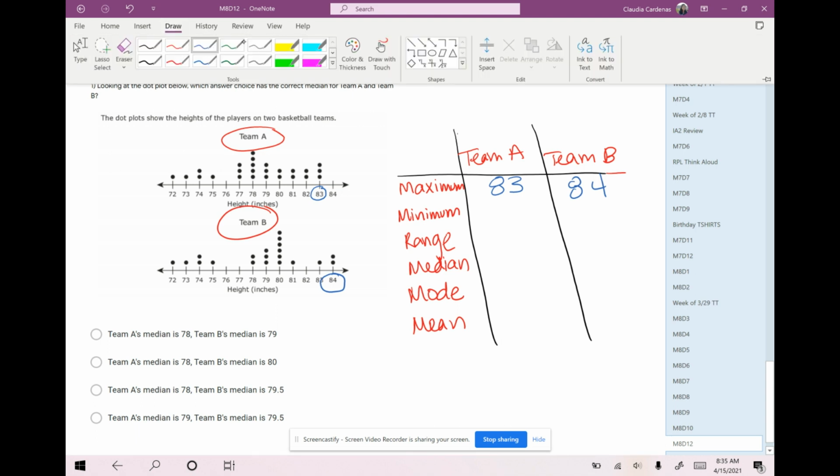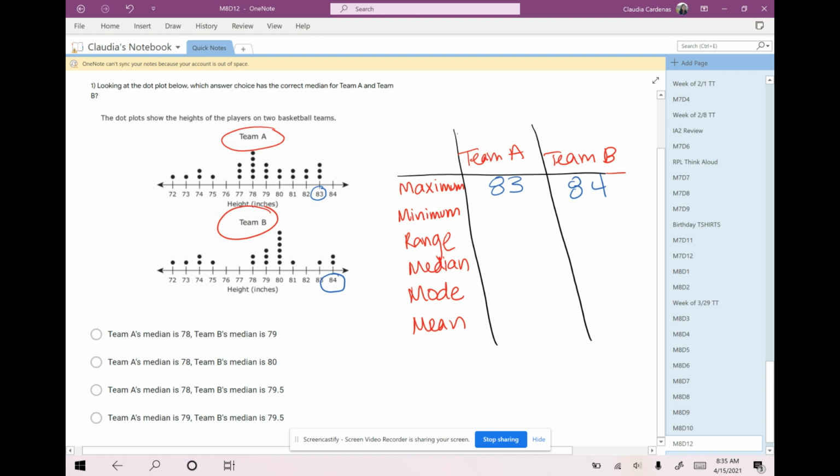Then they want to know the minimum, or in other words, the least or the smallest number that's plotted on our dot plot, which is 72. I see a dot above 72. And then for Team B, it is also 72.